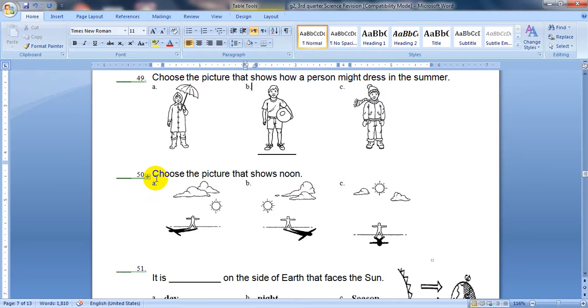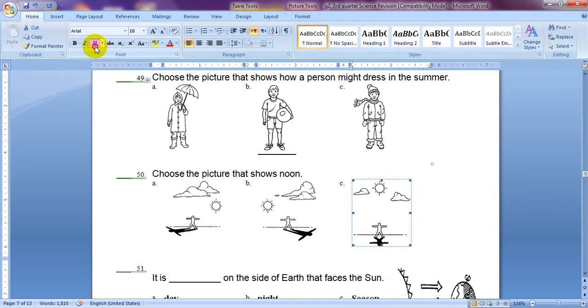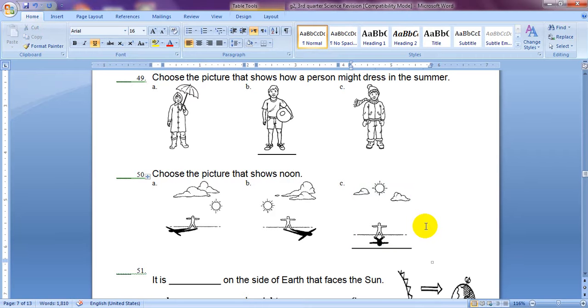The next question, question number 50. Choose the picture that shows noon. Which one here shows noon? Letter A, which has a long shadow. Letter B, it also has a longer shadow but on the other side. Or letter C, the one which has a short shadow in the middle. As we studied before, during noon time, the shadow is short and in the middle.